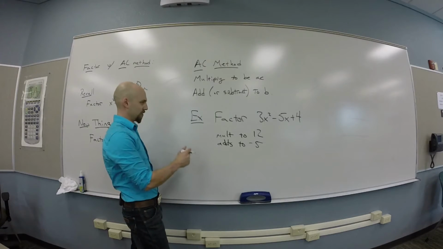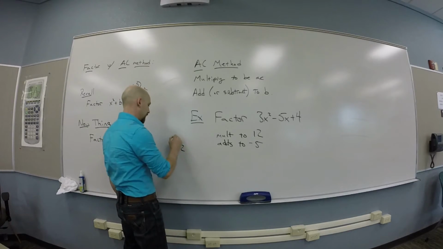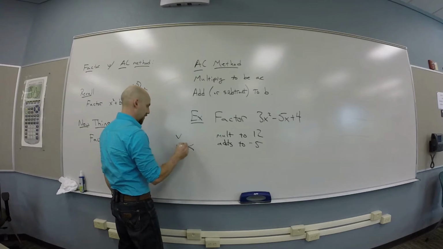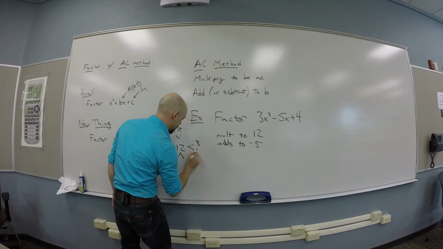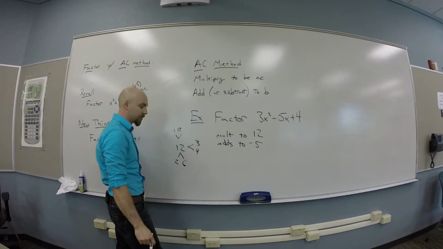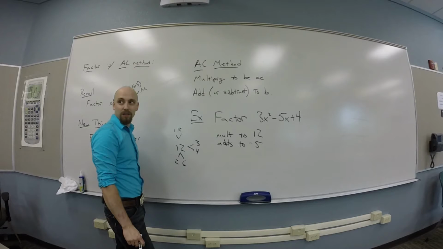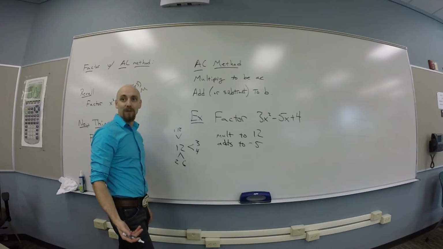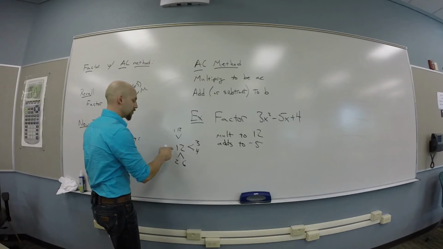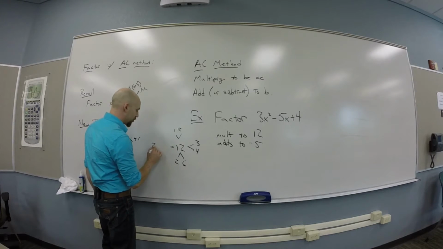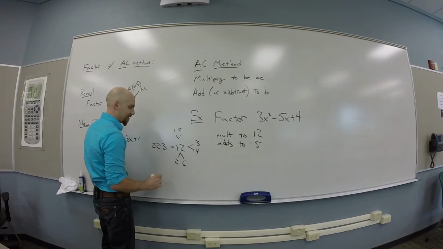Okay, so 12. Let's see, how can I write 12? I can write it as 1 times 12, 3 times 4, or 2 times 6. Is there another one? This is the step where you can miss one, and if you miss one, then you might end up screwed. So if you need to factor 12, factor it fully. So 12 is 2 times 2 times 3, right?